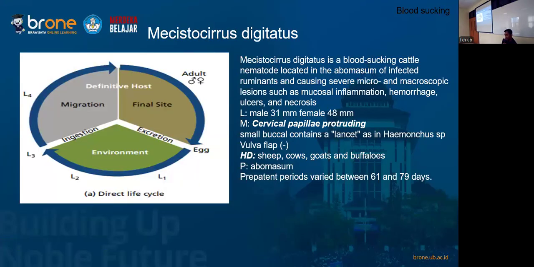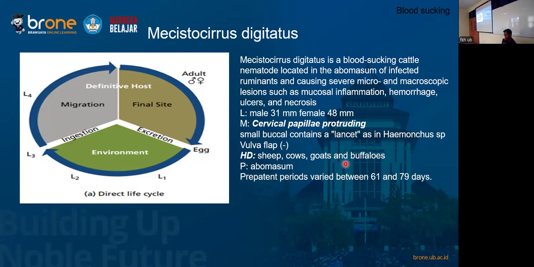Now, this is Mecistocirrus digitatus. Mecistocirrus and Haemonchus contortus are very similar. To distinguish them, you should know about this one. Both of them have a lancet. So Haemonchus contortus and Mecistocirrus have a lancet.